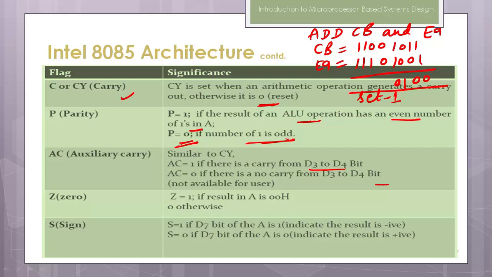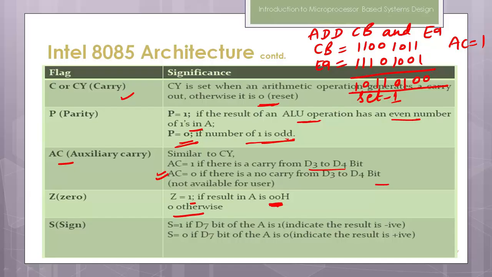Now you can see auxiliary carry, it will be 1 if there is a carry from D3 to D4 bit. Yes, this is the D3 and this is the D4 position. So if the carry comes here, then this is 1, otherwise it is 0. So our result is 1011 0100 with auxiliary carry equal to 1. Now zero flag: if the result of an arithmetic operation is 00, then it is 1, otherwise it is 0.